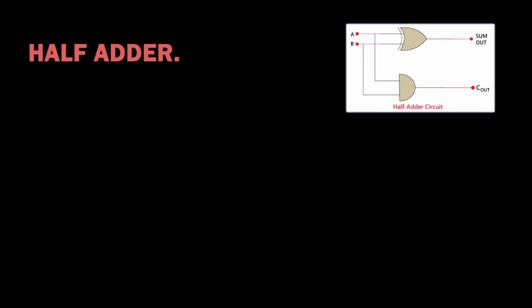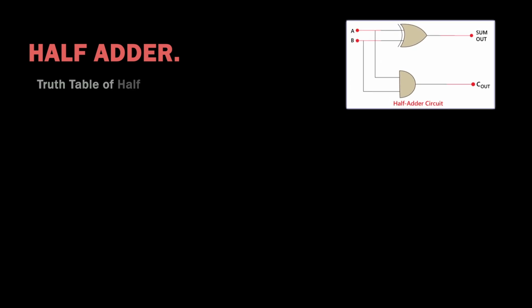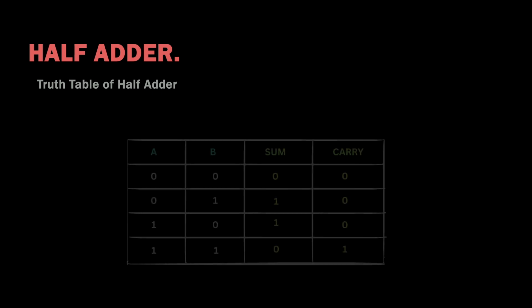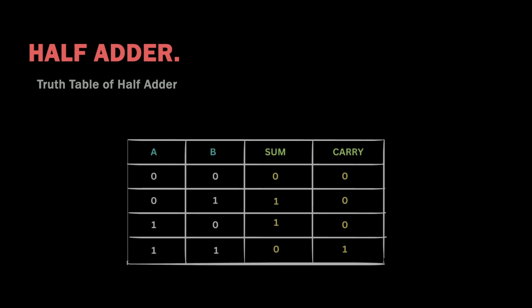So now that we understood the basics of Verilog, let's move on to an example by implementing a half adder using Verilog code. Before diving into the code, let's first understand the truth table of half adder. A half adder has two inputs, A and B, and two outputs, sum and carry. As you can see, when both A and B are 1, the sum becomes 0 and carry becomes 1, which happens when you add 1 plus 1 in binary.